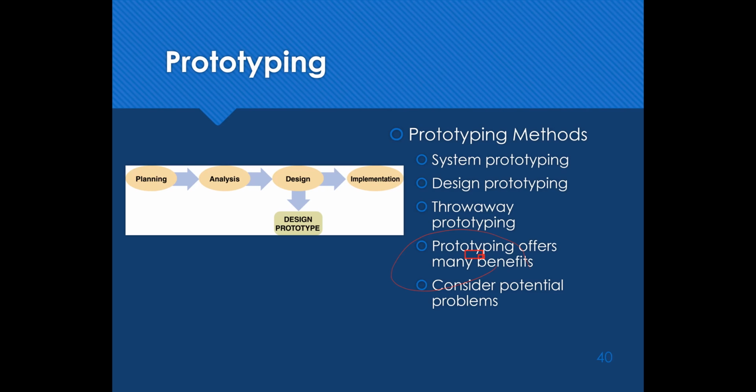Prototyping offers many benefits because users can see the picture of the prototype, and you also have to consider the potential problems of prototyping, because sometimes developing a prototype takes a lot of time. It would be great if, when you develop a prototype, you could increase its functionalities and really use it as a real system. That would be great, but in reality, can we really do things like that or not?